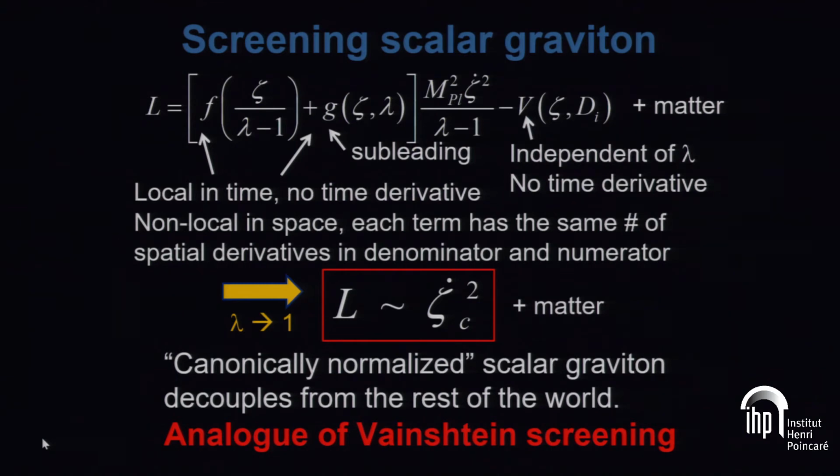Okay, anyway, by the way. And so the bottom line here is that canonically normalized scalar graviton decouples from the rest of the world. Okay? So this is basically the analog of the so-called Einstein screening that happens in massive gravity and many other modified gravities such as Galileans and so on. Okay. So this is what is going on.